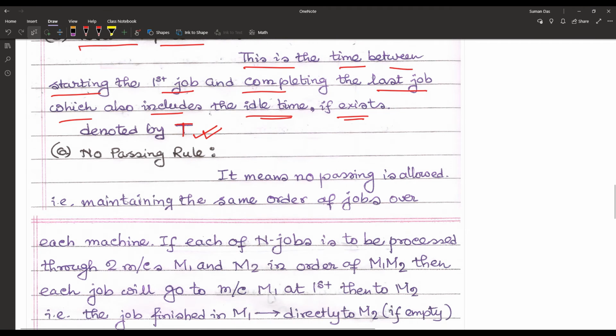And number 6, no passing rule. That means no passing is allowed. What do you mean by passing? Maintaining the same order of jobs over each machine. So if the order is machine A, machine B, then machine B can only perform its job after A has been completed. So it cannot be passed to another job or another machine. That is the no passing rule.